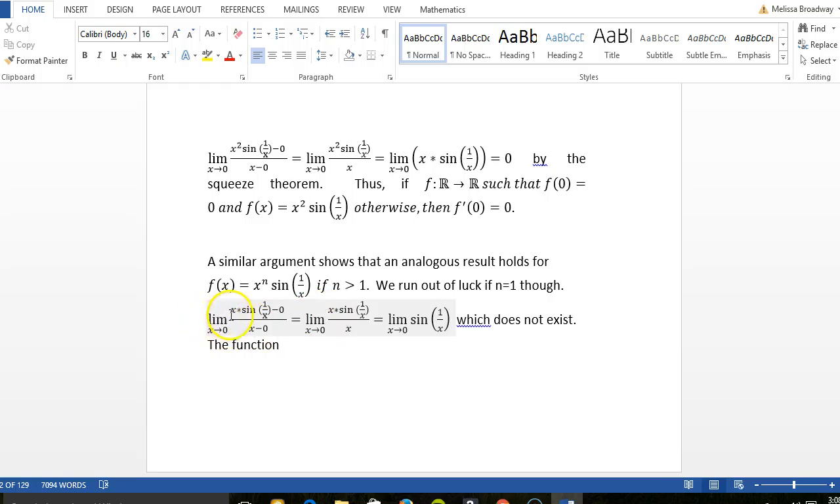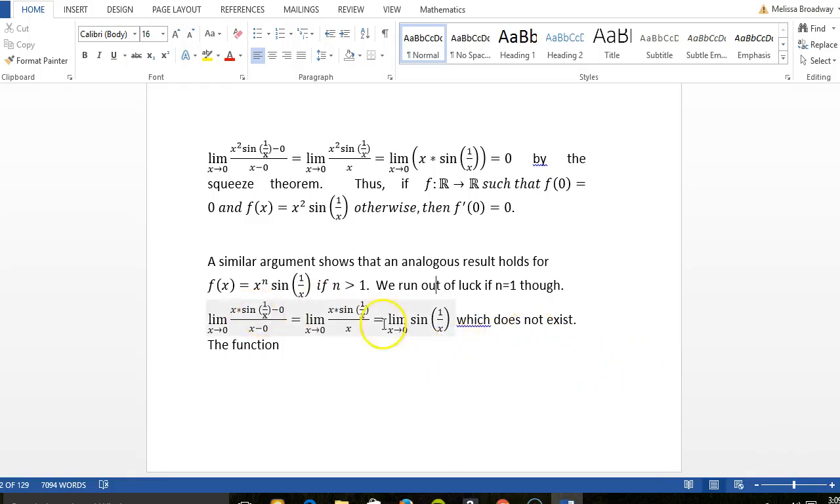But let's just let n equal 1. Then I get x to the 1 right here, okay. But then the limit as x goes to 0 of x to the 1 times sine 1 over x, this guy right here. Well, the minus 0 doesn't mean anything. Well, that's okay. But these x's cross out, that's good. But there's a problem. We're left with sine 1 over x. And that swings wildly, so that limit does not exist.